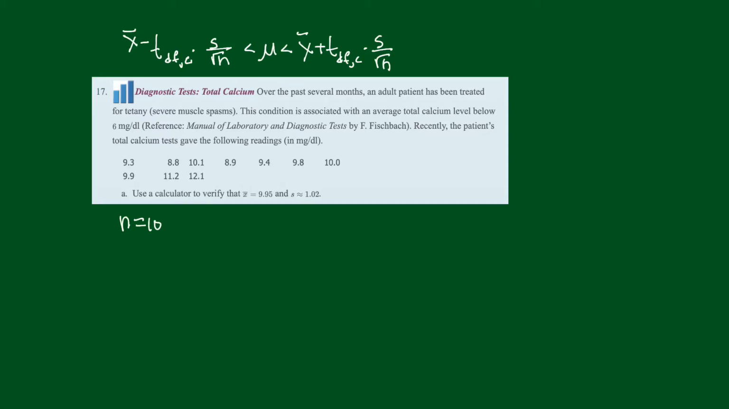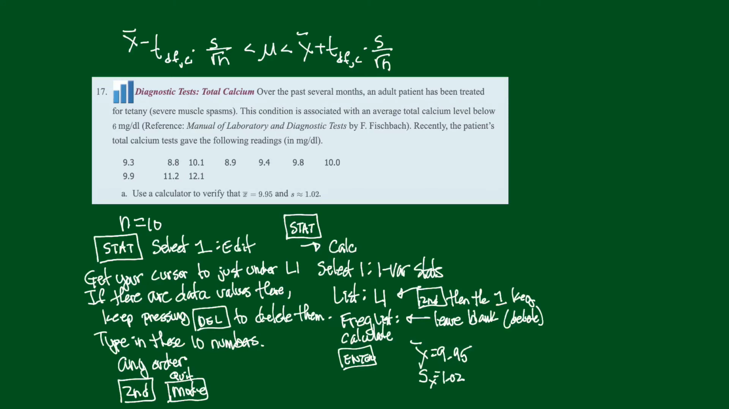Then the directions say to use our calculator to verify this. I'm going to show you how to do this real quickly. If you know how to do it or just want to believe it, you can just speed this up or fast forward and get to the computations. So here's the directions to do that. On your calculator, you're going to press Stat, select number 1. It's Edit.